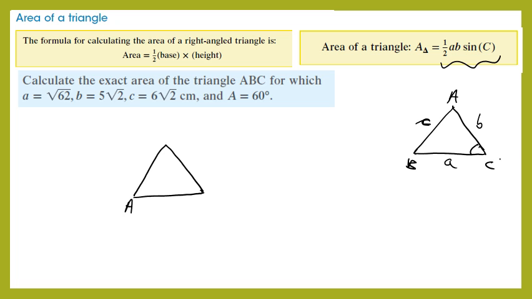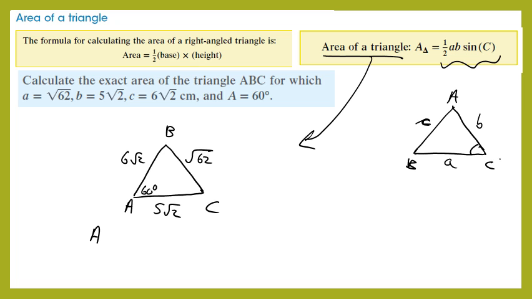So we have A, B, C, that's 60 degrees. Then the side across it is square root of 62. The side across B is 5 root 2. The side across C is 6 root 2. And then now we write out, because we have an angle, we have to use the area of a triangle formula for this one.